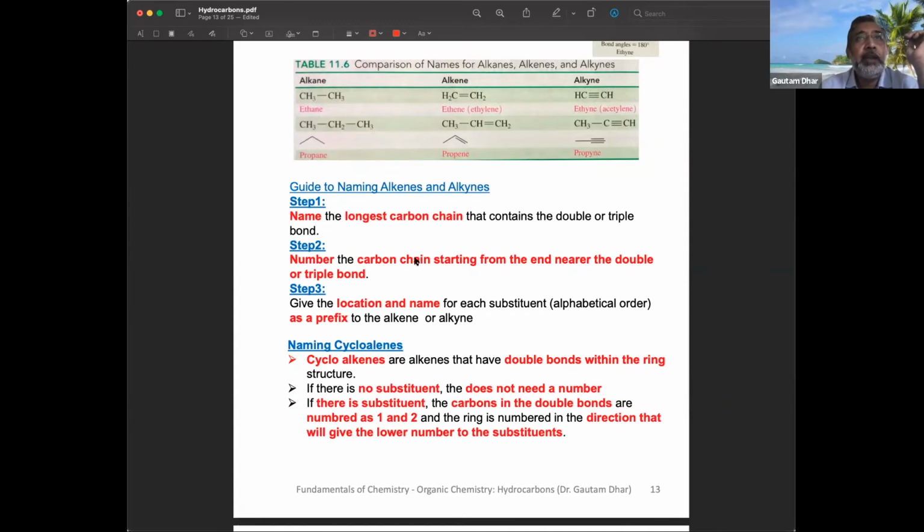You then number the carbon chain. When you start the numbering, the preference goes to the double bond or triple bond, whichever gives the double bond or triple bond the lowest number. And when you name the main chain, you give the location. So that part remains the same.